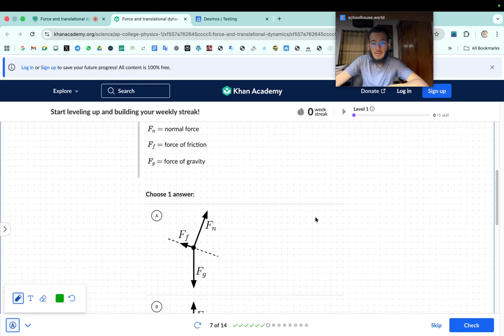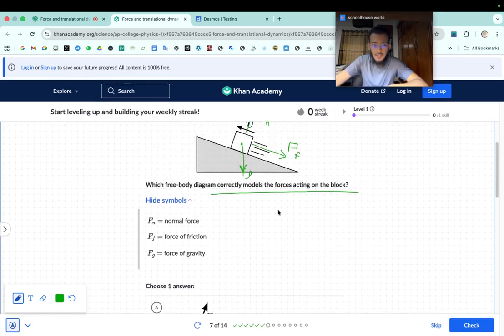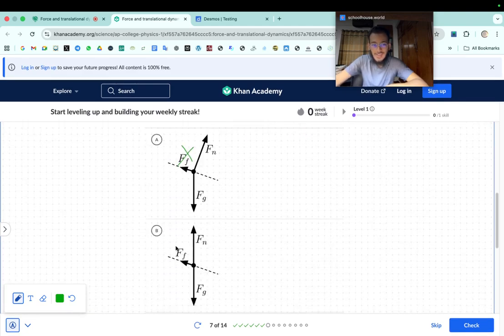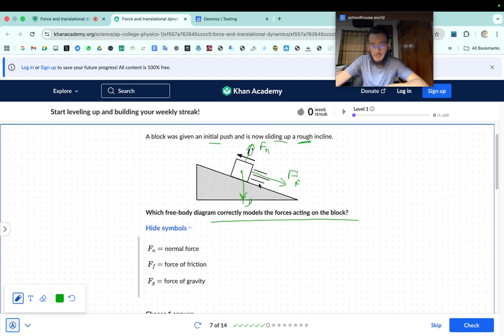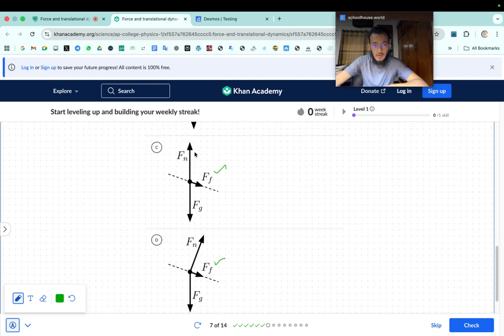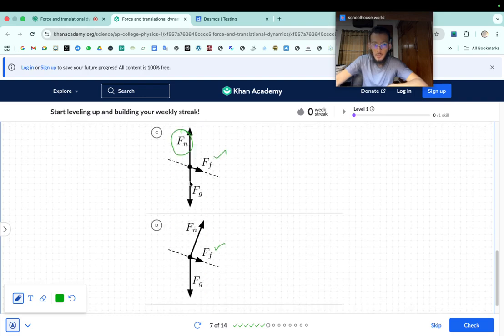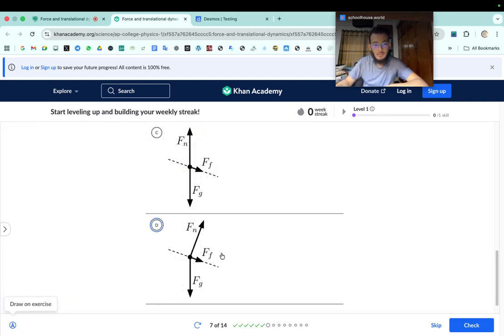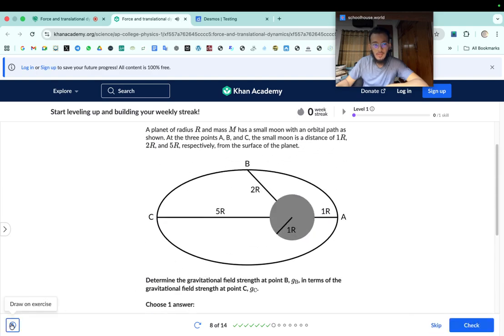Which free body diagram models the forces acting on the block? Friction cannot act in the same direction as motion. Same for this one. It must act in the direction that I've shown, opposite to the motion. Regarding G, they're labeled correctly, but what about N? It's parallel, but it must be perpendicular to the surface. The surface is inclined, not horizontal like this. So our answer is D. There we go.